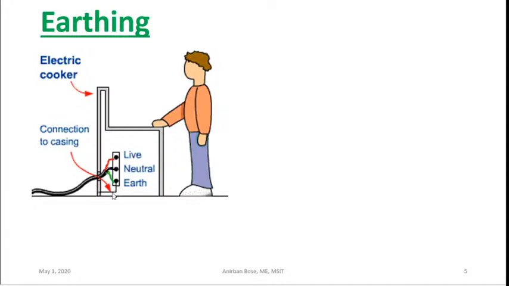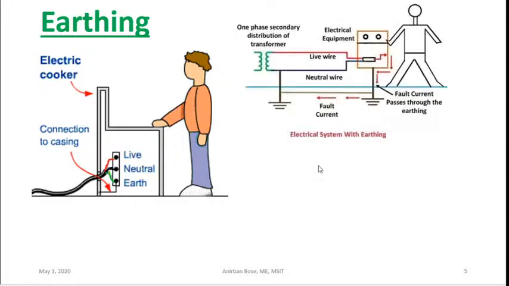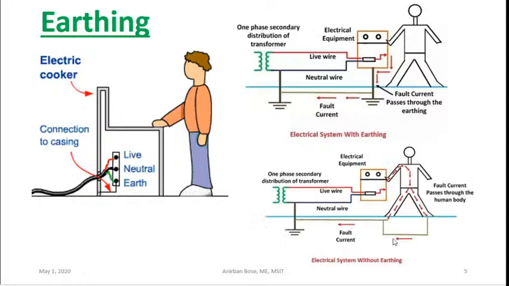Otherwise, if this is not connected well, that means if earthing is not there properly, then it will not go directly to the earth and it may go through your body. Here you can see two figures. Suppose the earthing is not proper, then because of some fault, maybe these electrical appliances are now charged.